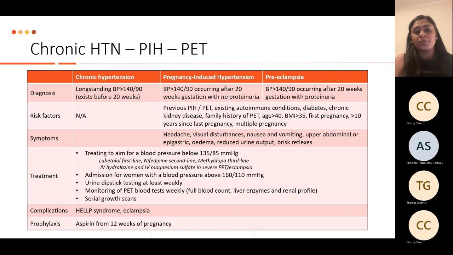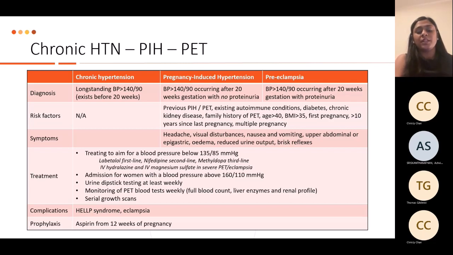So just to quickly go over, generally speaking, blood pressure issues in pregnancy. So you can have chronic hypertension, which is long-standing hypertension with a blood pressure of more than 140 over 90, which generally exists before 20 weeks of pregnancy. So sometimes you'll get questions which ask you about a woman who's come in at 16 weeks gestation or 14 weeks gestation with an incidental finding of a high blood pressure. And generally speaking, these women are most likely to be people who have had chronic hypertension but have not been made aware of the diagnosis.